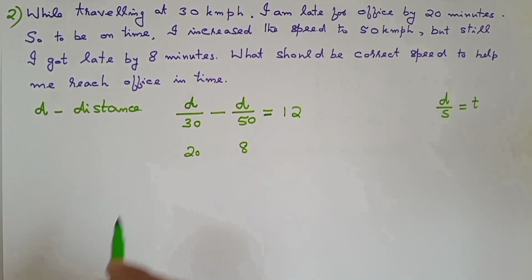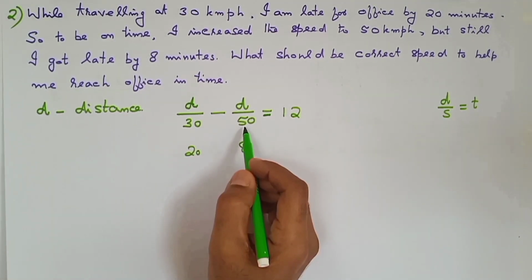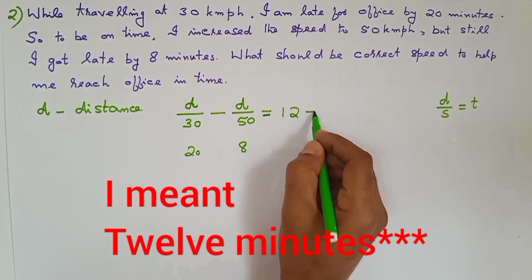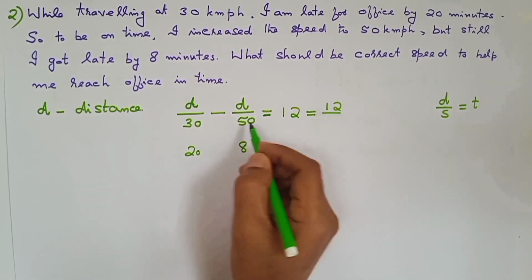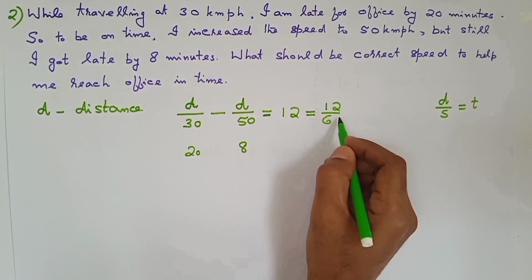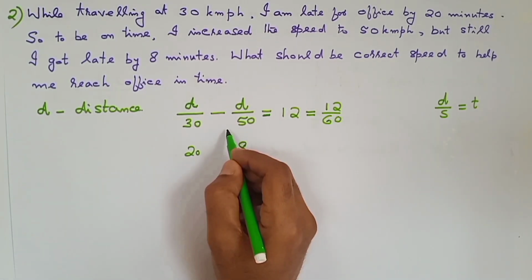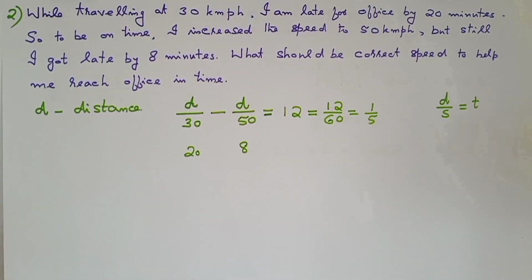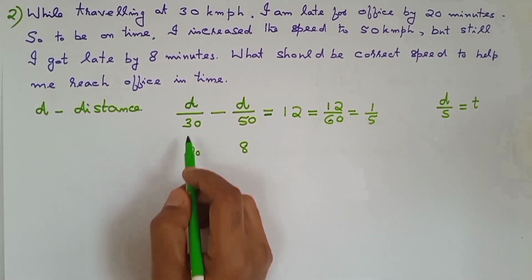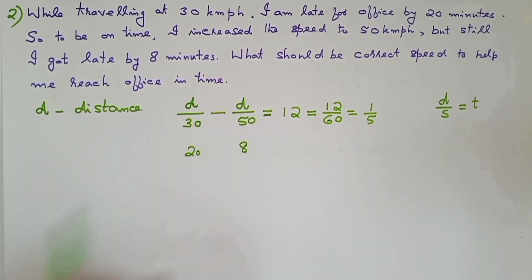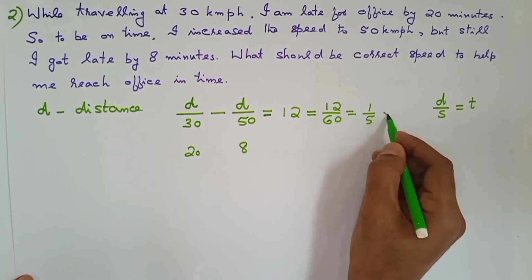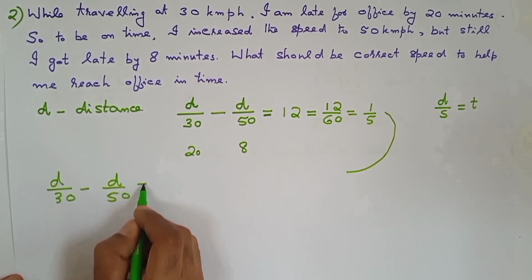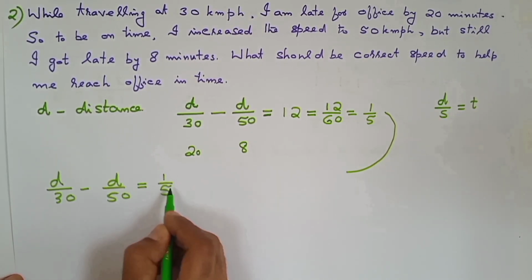Now, this is 30 km per hour, this is 50 km per hour. So 20 minutes won't make sense here. You convert that into hours because you got to make the units uniform. One is in hours, the other is in minutes. So 1 by 5th of an hour is what it gains by increasing the speed from 30 to 50. Let me write that equation again. D by 30 minus D by 50 equal to 1 by 5.